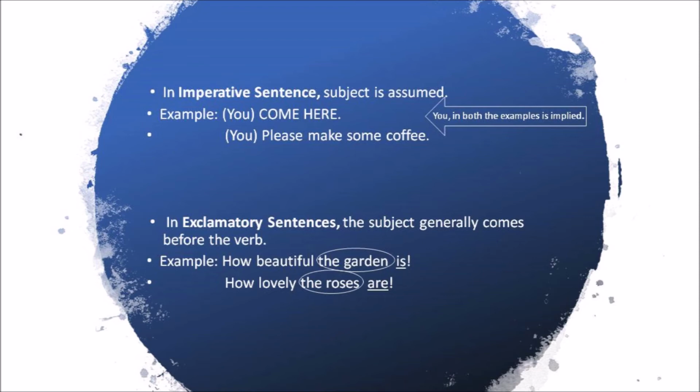Now third is imperative sentences. Role of subjects in imperative sentences. In imperative sentences, the subject you is assumed, or we can say we need not show the subject. For example, come here. So who will come here? You come here. So you is assumed in this sentence. Please make some coffee. Who is going to make the coffee? You. So you is hidden, but still it is a subject.